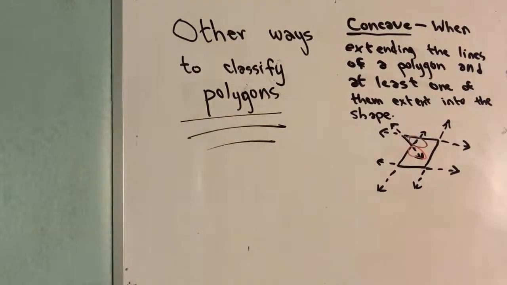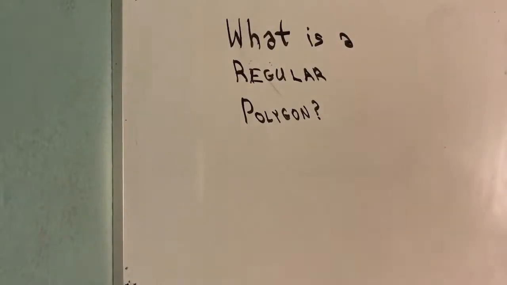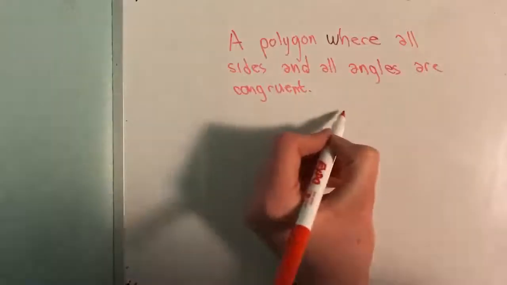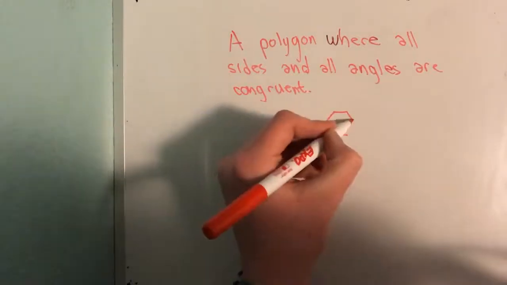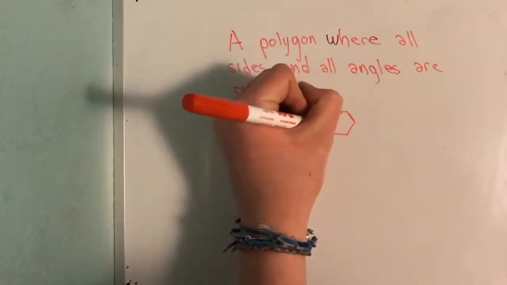As seen here and here. What is a regular polygon? A polygon where all sides and all angles are congruent.